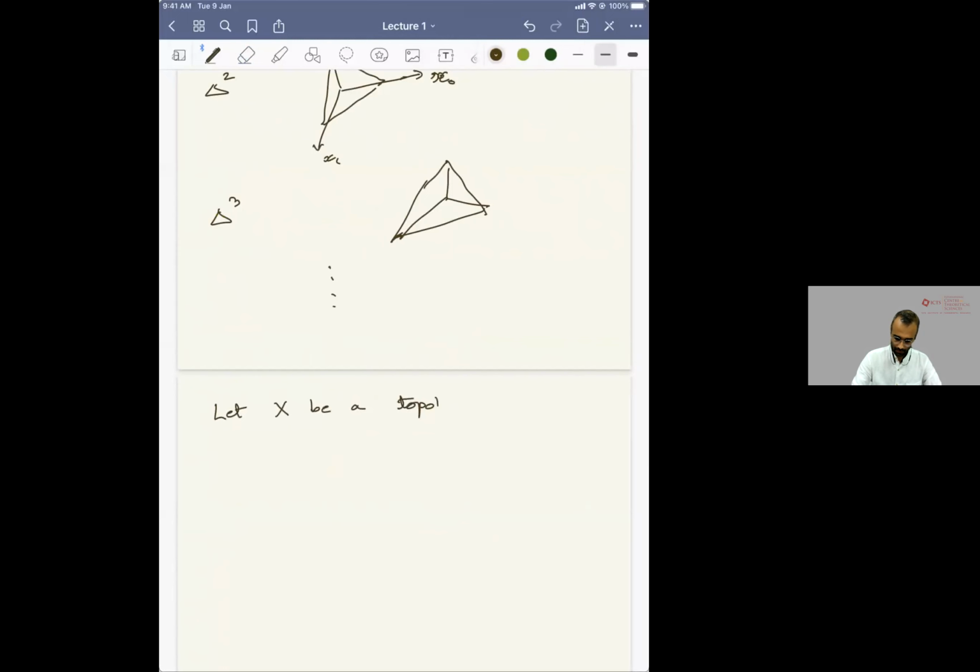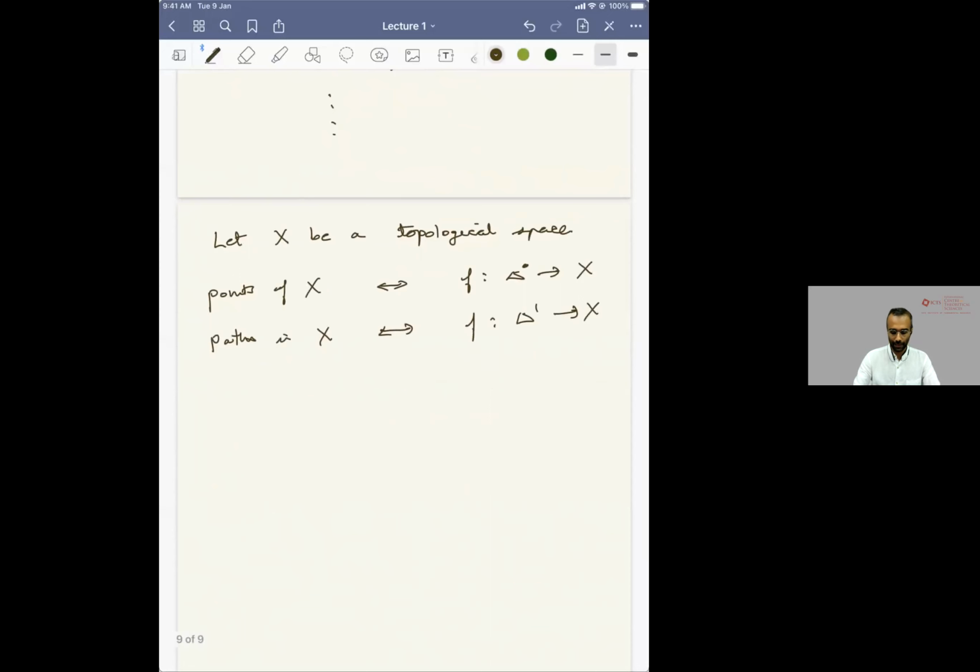Then giving a map from delta 0, giving a map of points of X, is the same thing as giving a map F from delta 0 into X. Paths in X, well, this is the same as giving a map F from delta 1 into X, from an interval into X, right? Well, what is a map from delta 2 into X?